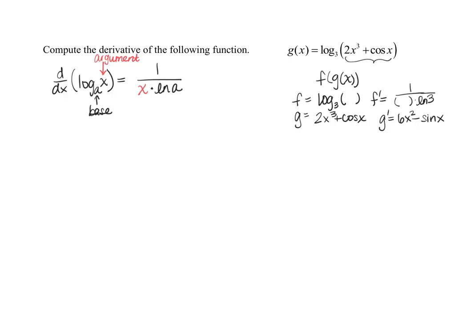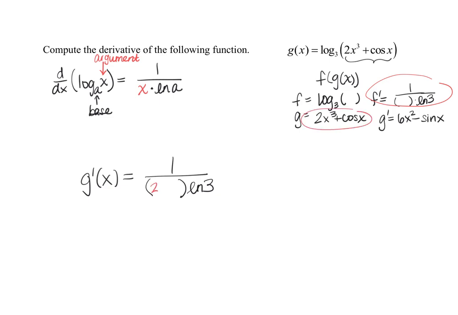So this is my background work, identifying my outer and my inner functions, which is going to set me up to find the derivative of my function g. So utilizing the chain rule, we start with the derivative of the outer function. So the derivative of the outer function was, again, 1 over the argument times the natural log of 3. The argument, which is the inner function, the original g function, is 2x cubed plus cosine of x. And then the chain rule says we chain on with multiplication the derivative of the inner function.